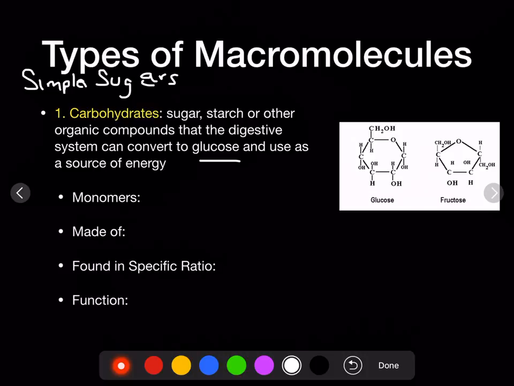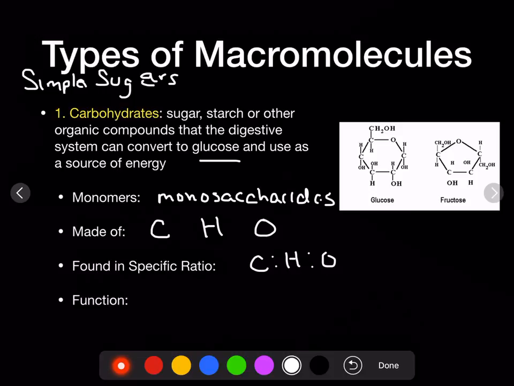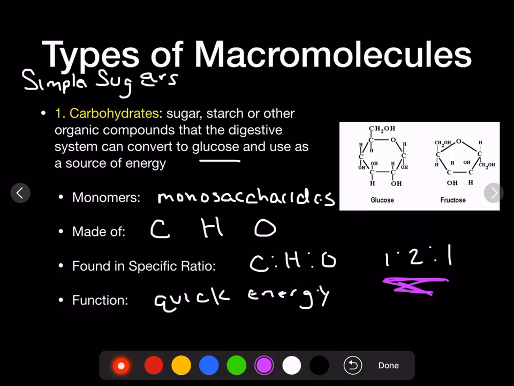Now the monomer, meaning the single unit of a carbohydrate, is monosaccharides. And monosaccharides means literally one sugar. And carbohydrates are made of carbon, hydrogen, and oxygen. Now, how you can tell that they are carbohydrates is that the carbon, hydrogen, and oxygen ratio comes up in a 1 to 2 to 1 ratio. So that means for every 1 carbon, there's 2 hydrogens and 1 oxygen. And simply, carbohydrates are used for quick energy. So like when you eat a candy bar, this energy is used to give you that little boost. So sugars are used for that quick energy in the body. And again, the 1 to 2 to 1 ratio is the distinguishing factor.